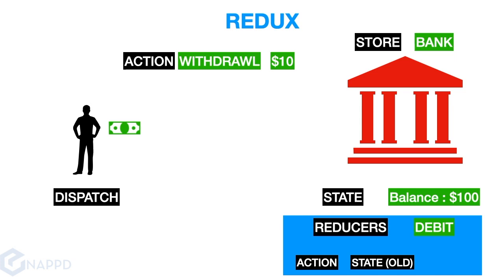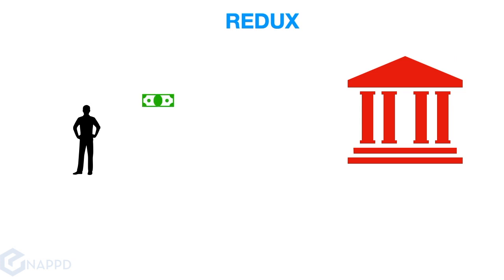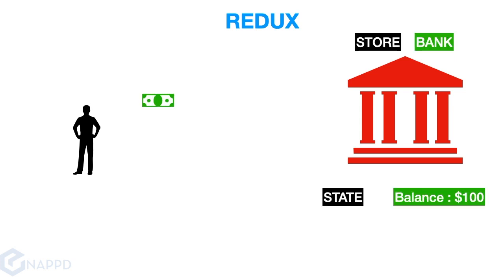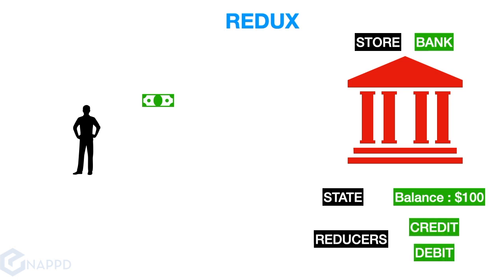So let's revise all the concepts which we have learned till now. You have a store in which you have a state, like your account info or anything else. In the store, you also have reducers, which can be different procedures like credit or debit. You have a dispatch also. In our case, the dispatcher is someone who goes to the bank. In a real application, it will be the events, like the on-click function events. All those things are dispatchers.